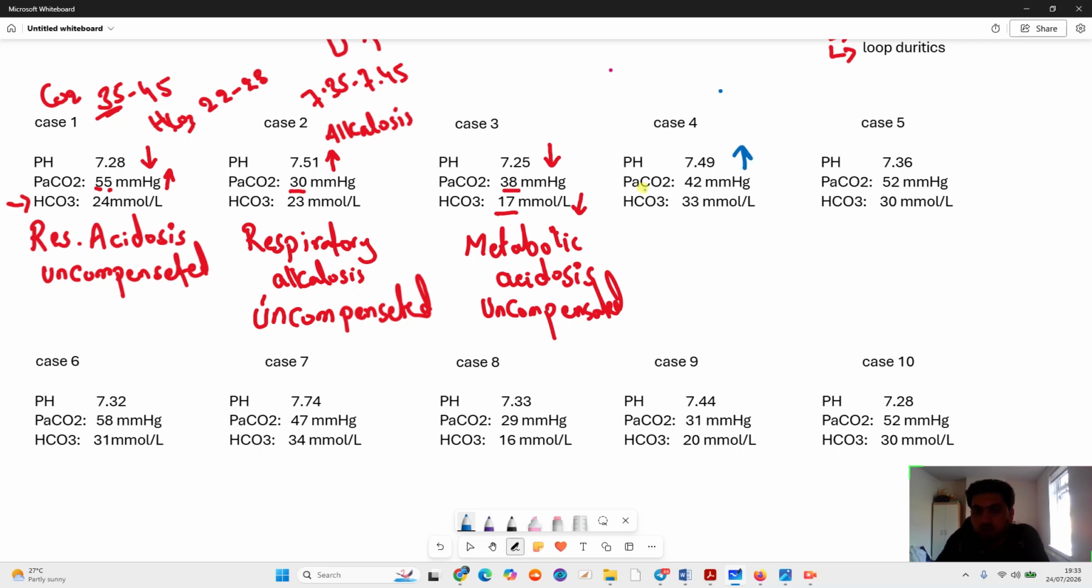So come to case 4. Look at the pH. The pH is more. It means alkalosis. Look at the carbon dioxide level. It is normal. And look at the bicarbonate, it's more. What does it mean? The kidney is involved. Metabolic alkalosis.